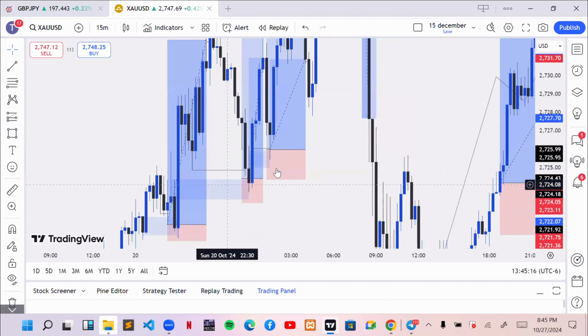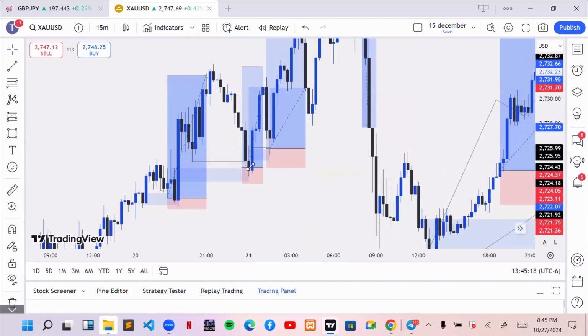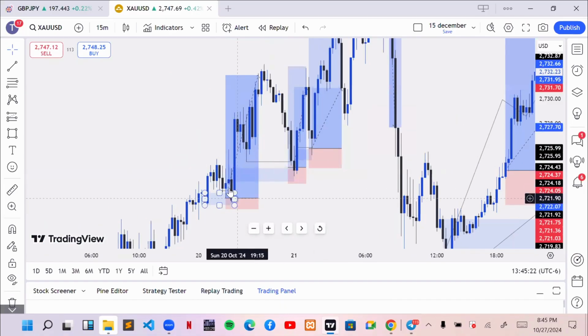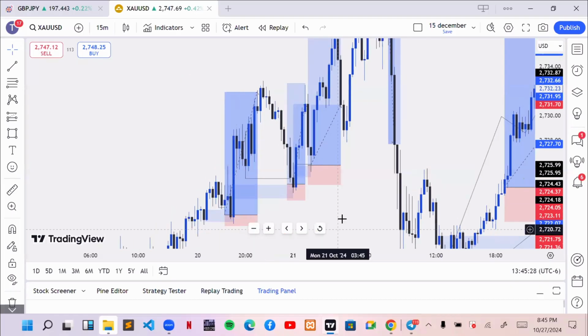Then for the second trade, it's simple. There's still another break of structure here. There's inducement. And then for the rules of picking a point of interest, if the body of the order block is longer than the wick of the order block, you pick your entry from the wick of the order block. That's how I got the second entry.